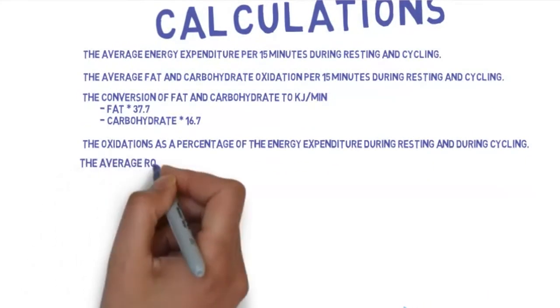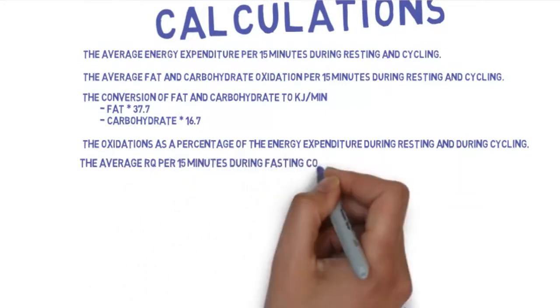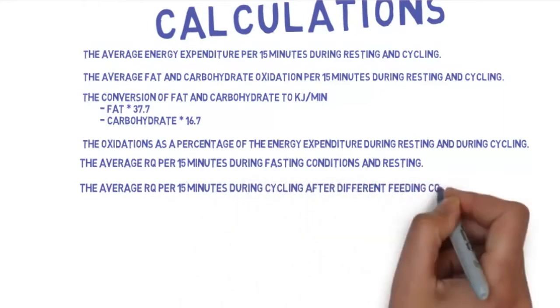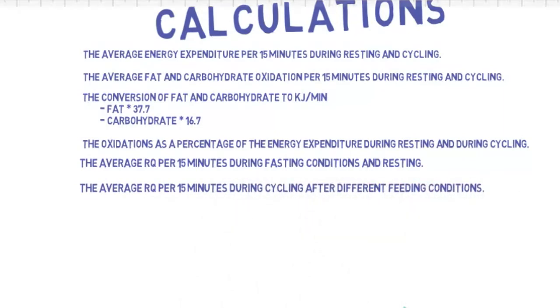Furthermore, the respiratory quotient, the RQ, was calculated by dividing the produced CO2 by the consumed O2. The RQ gives an indication which substance is being oxidized. An RQ equal to 1 indicates that carbohydrates are oxidized, while an RQ close to 0.7 means that fats are being oxidized. For the RQ, averages were measured during the fasting condition, but also during the feeding condition per 15 minutes.